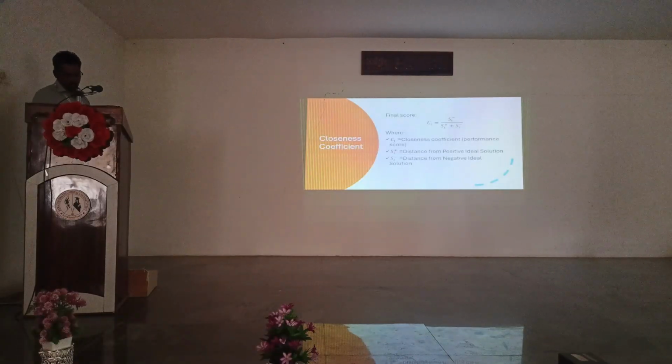Next, closeness equation. The closeness coefficient represents the overall performance of each alternative. It is calculated using the formula shown in the slide. The technology with the highest closeness coefficient is considered the best alternative.